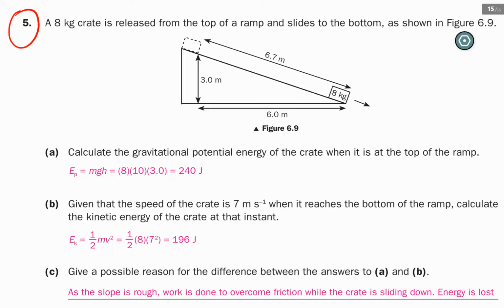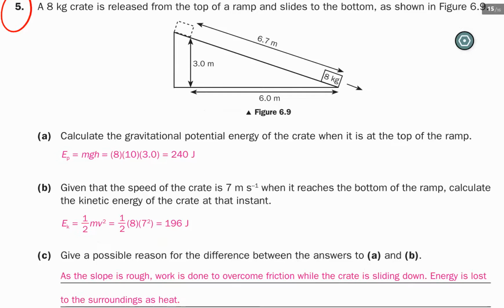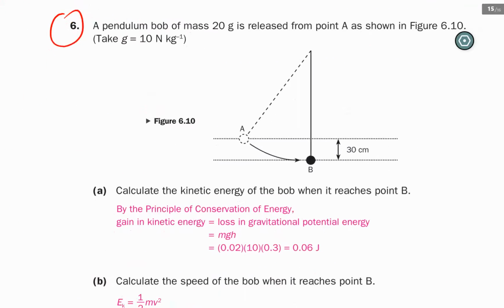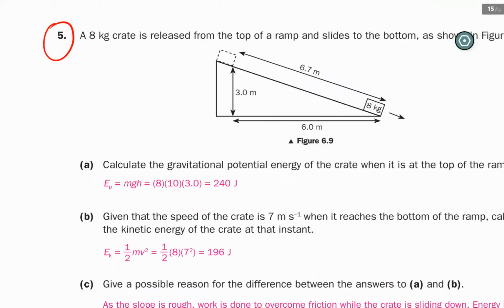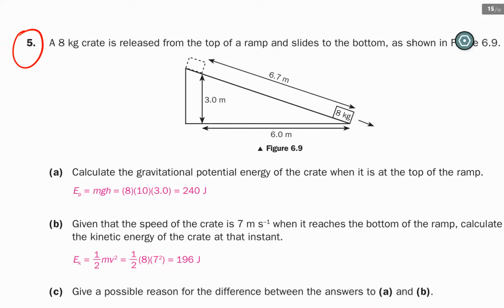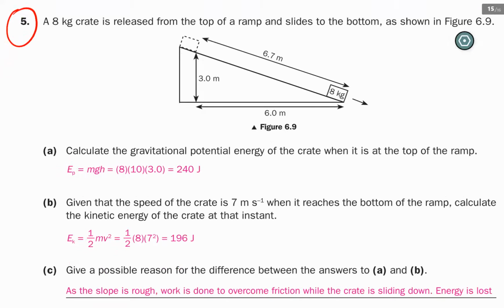Okay, let us now continue with the rest of the problem solving in the workbook. Let's continue with page, now in this case we're at page 63. Turn to page 63, which is on the next page. The next page is on how we apply the conservation of energy to solve GPE and KE questions.